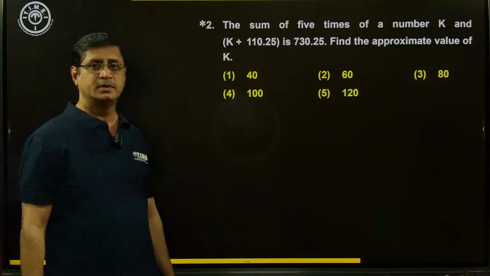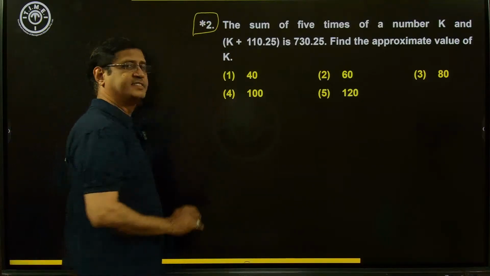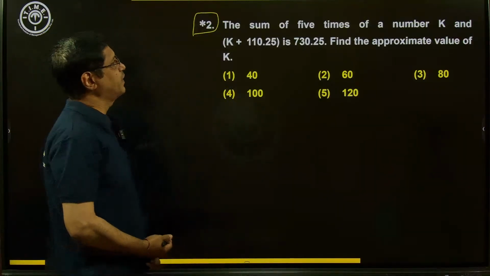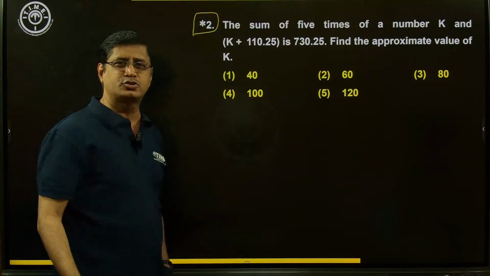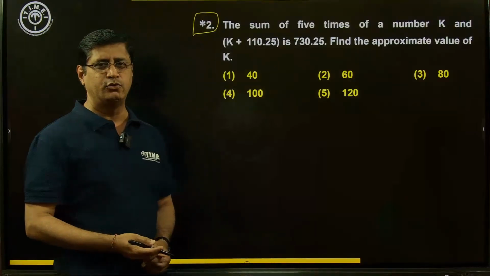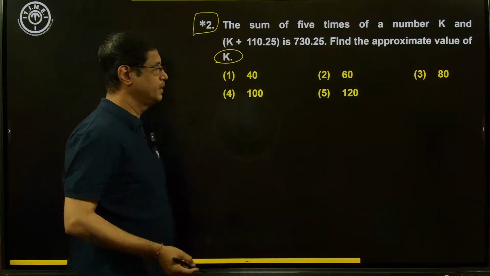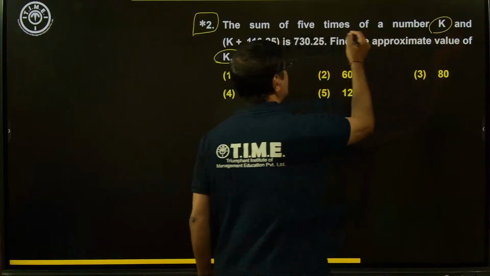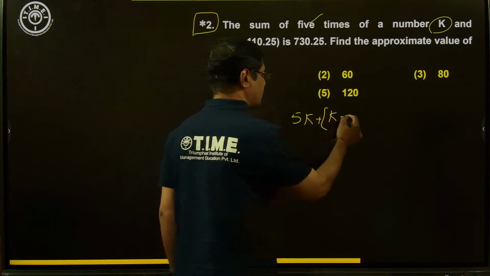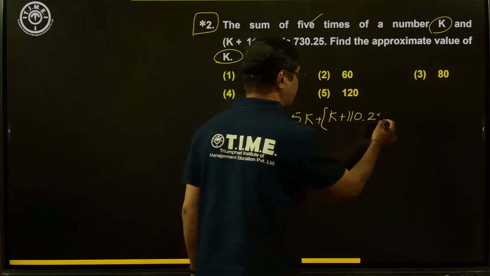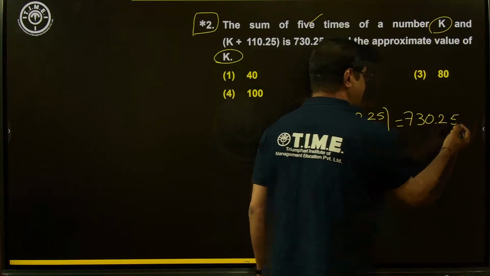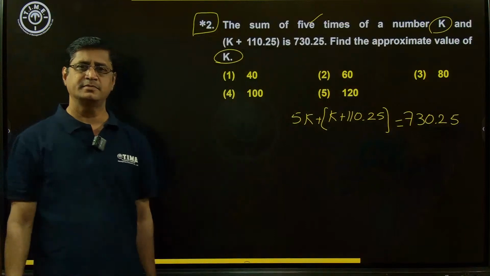Question number 2. A star mark is given, meaning the question model appeared in recent bank examinations. Look at the question here. The sum of 5 times a number K and K plus 110.25 is 730.25. Find the approximate value of K. 5 times K means 5K, plus K plus 110.25 equals 730.25.